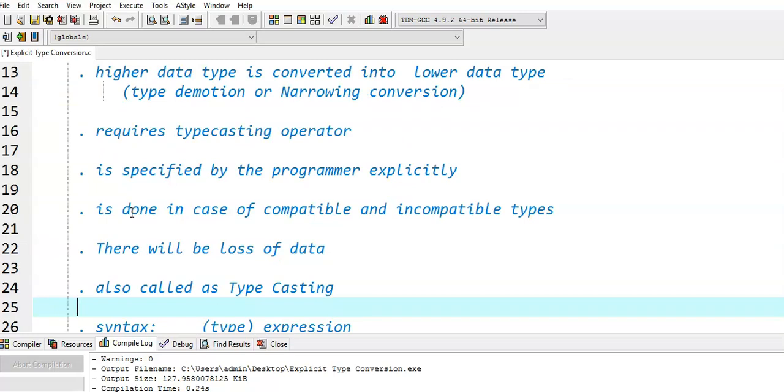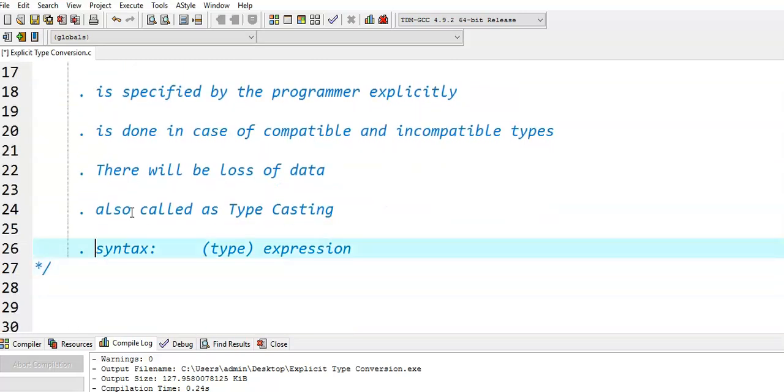It is also called typecasting, and the syntax is data type followed by expression. That means we want to convert the resultant value of this expression to this particular data type. We see an example.